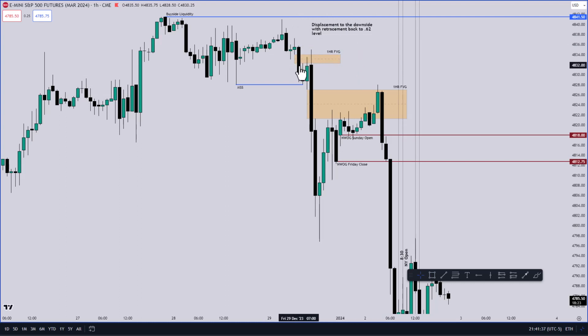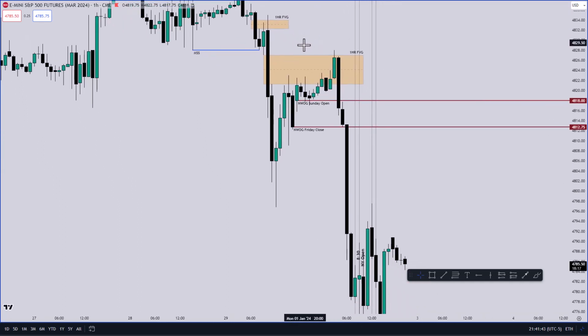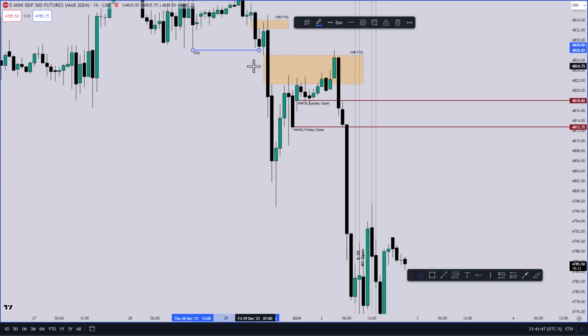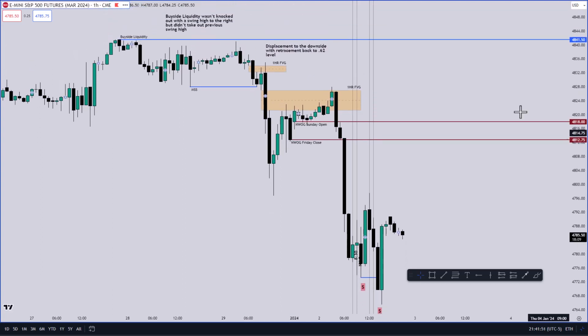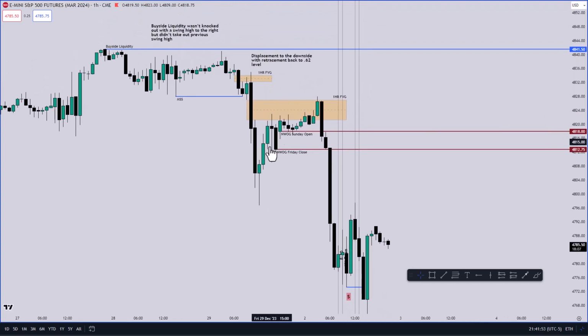Again, it happened at 0.7. There's another fair value gap if you're riskier, but the leg or the candle that took out the market structure shift starts with this one. Obviously you see a lot of displacement to the downside.